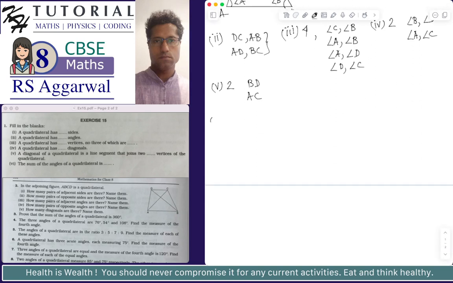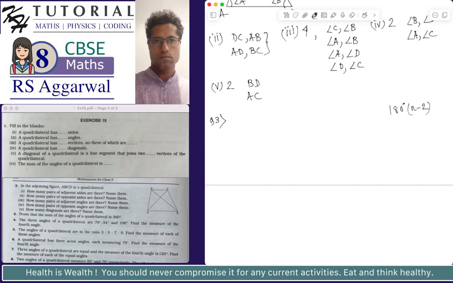Question number 3 says, prove that the sum of the angles of a quadrilateral is 360 degrees. Since a quadrilateral is a polygon, from the formula for polygons of n sides, we know that the sum of interior angles of a convex polygon of n sides is 180 degrees multiplied by n minus 2. Now, what is a quadrilateral? A quadrilateral is a convex polygon having 4 sides.